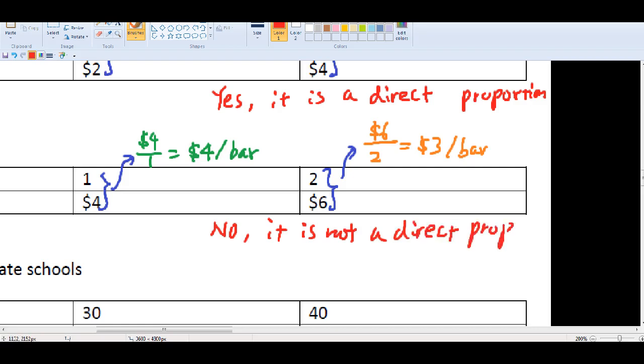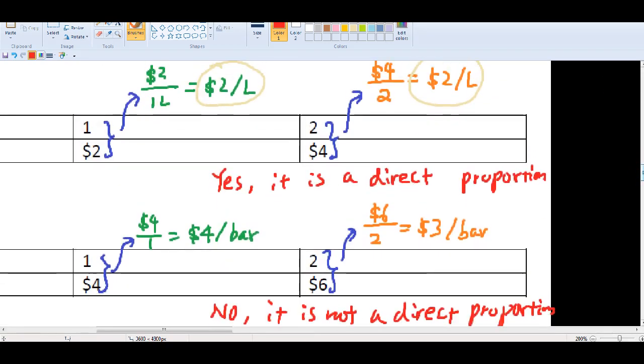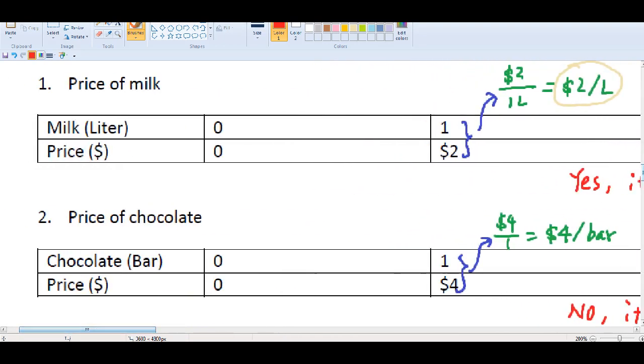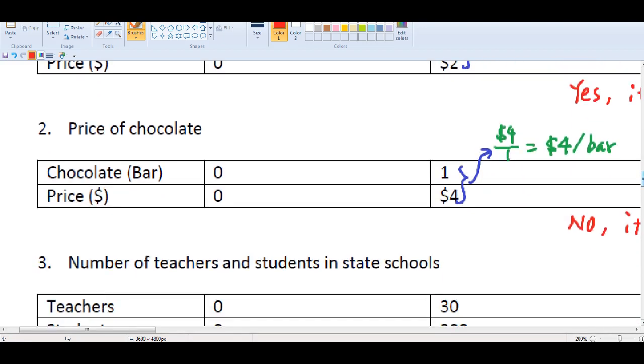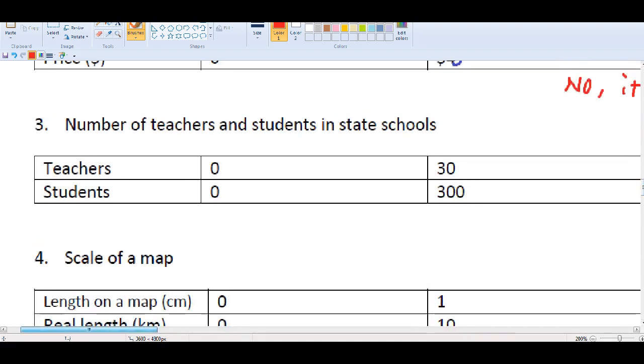Okay, so you need to understand how to judge whether the two quantities are in direct proportion or not. So price of milk, you could say the amount of milk and the price are in direct proportion, but the number of chocolate bars and the prices are not in direct proportion. Okay, so let's see some ratio.